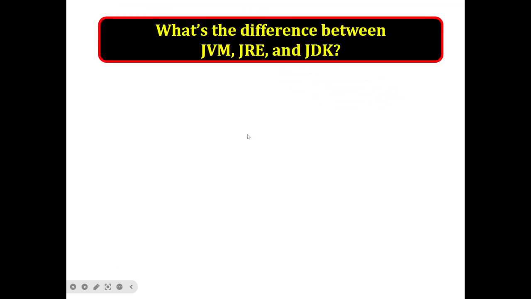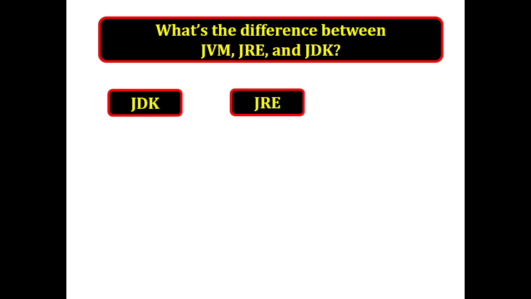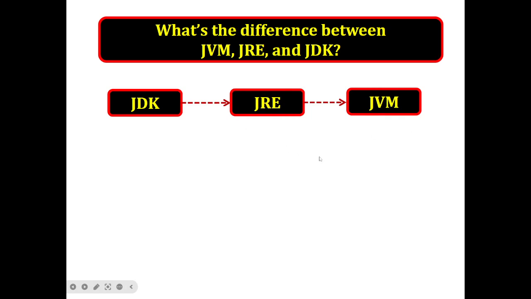Now let us see the first important question that we need to cover, and that is: what is the difference between JVM, JRE and JDK? To give the best and optimized answer, we need to tell them that the JDK lets us develop Java applications, whereas JRE provides the environment to run them, and the JVM executes the bytecode. So this is the sequence we need to keep in mind.